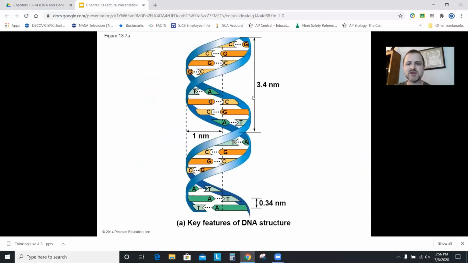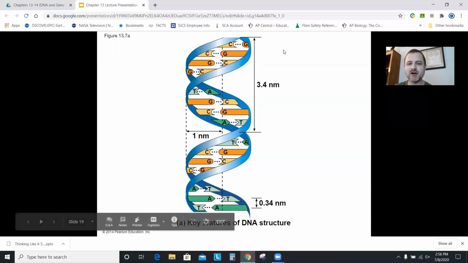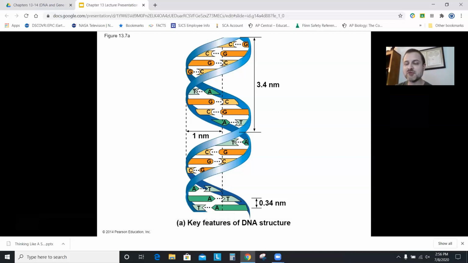This just shows some measurements, up to 3.4 nanometers. This is what Franklin wanted to have all figured out using the X-ray images before she published. Watson and Crick were ready to go ahead and publish without having all the numbers fully figured out. And the early bird gets the worm. The first one that publishes are the people that get credit.